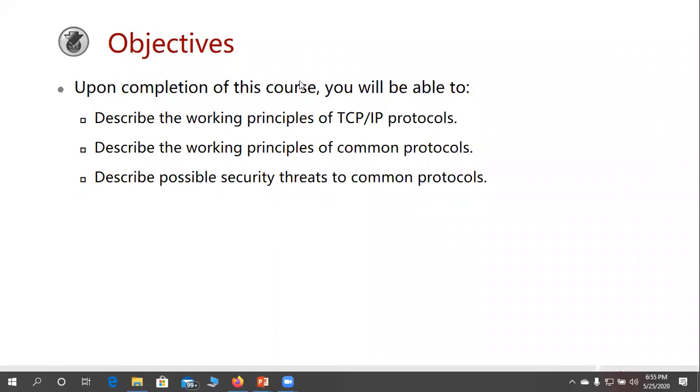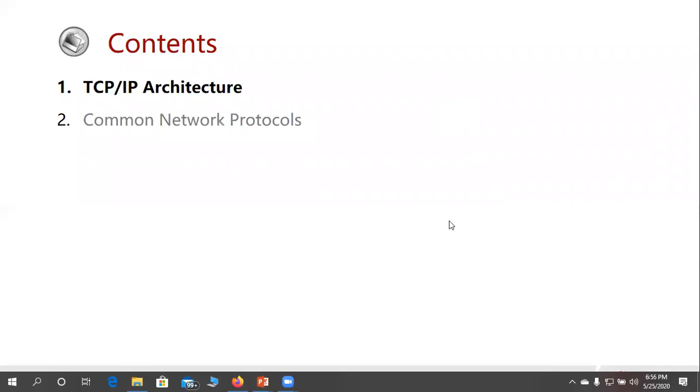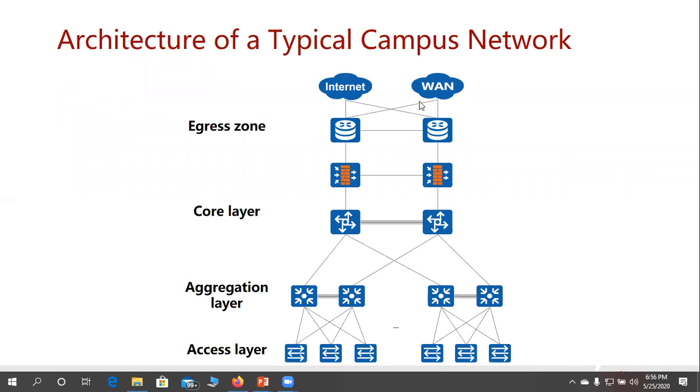Objectives: upon completion of this course, you'll be able to describe the working principles of TCP/IP protocols, describe the working principles of common protocols, and describe possible security threats to common protocols. Contents: we'll start with TCP/IP architecture.